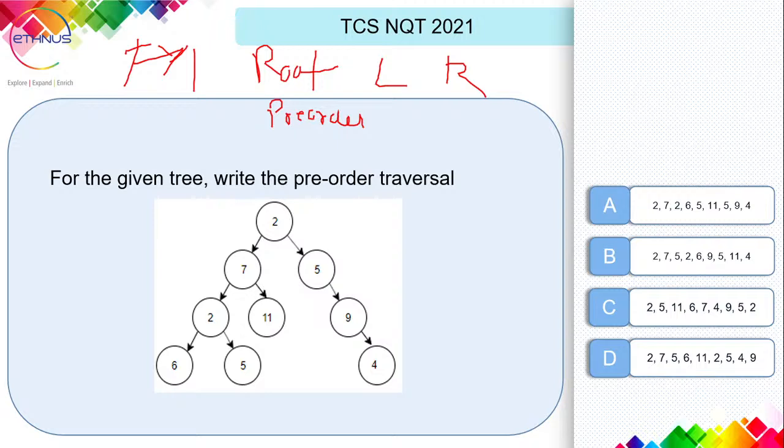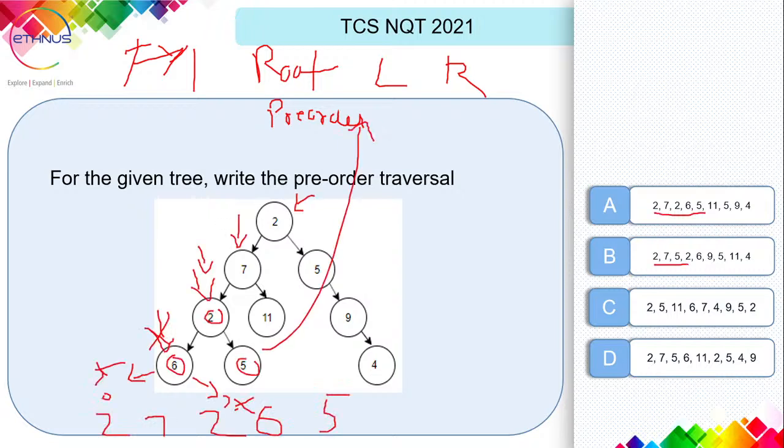You can go further, but let's not waste any time. We'll just compare this 27265 with the options over here. You can see option A says 27265, well and good. Option B says 2752. The initial few terms are 2752, that is wrong. And this says 2511, that is wrong. And this 2756 is also wrong. So the correct option must be option A.